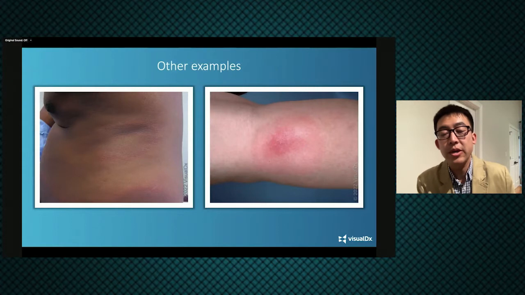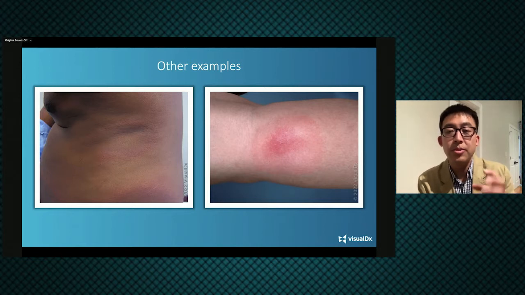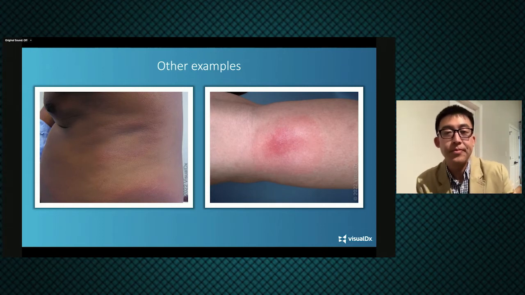There are tons of examples out there, but another example of how skin tone really changes the exam. Here we see a targetoid eruption, certainly much more noticeable, the central erythema on the right-hand side. On the left, it almost looks like there's central clearing. But this is a diagnosis of erythema chronicum migrans from Lyme disease.